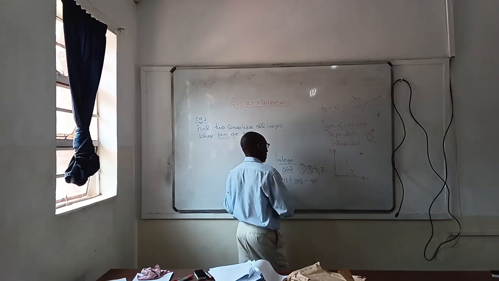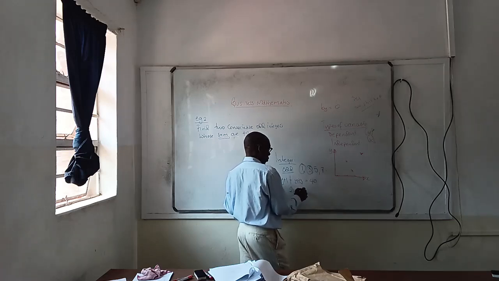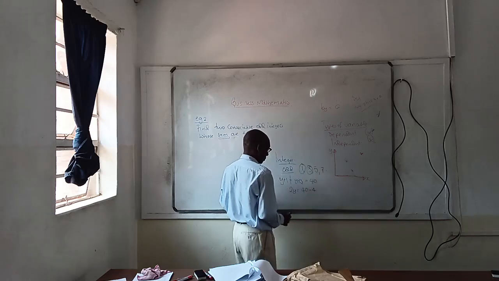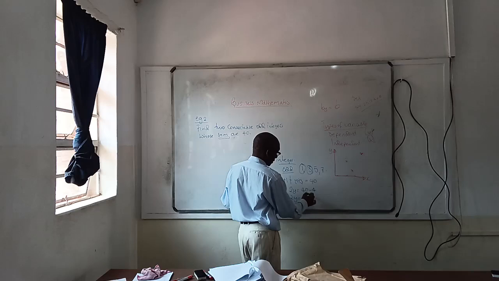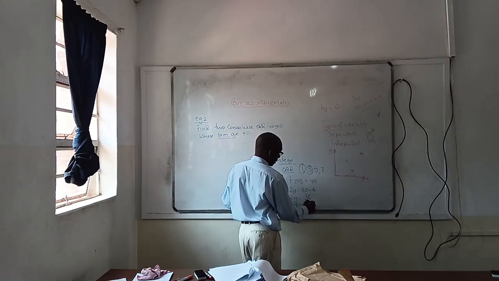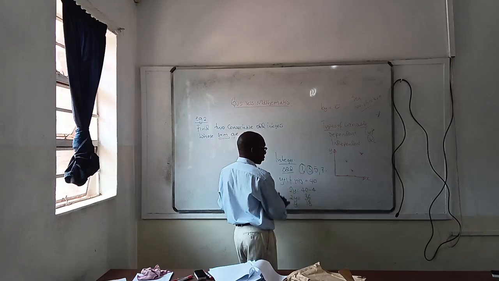You add this, equal to 40, right? This plus this one, 2y plus 4 is equal to 40. Minus 4, minus 4. So here 2y is equal to 36. Y is equal to 18.